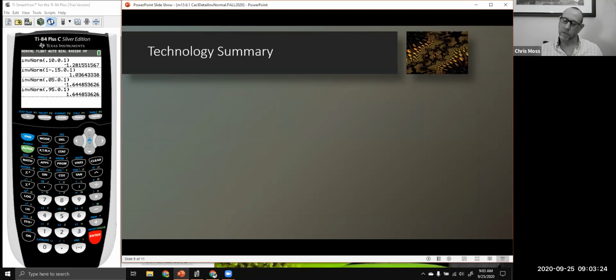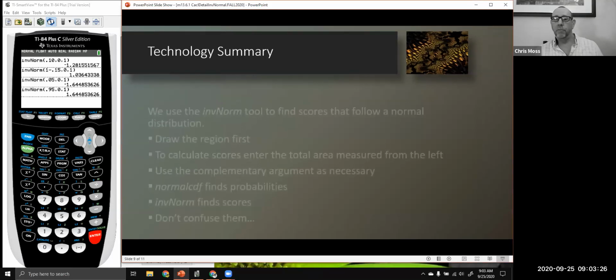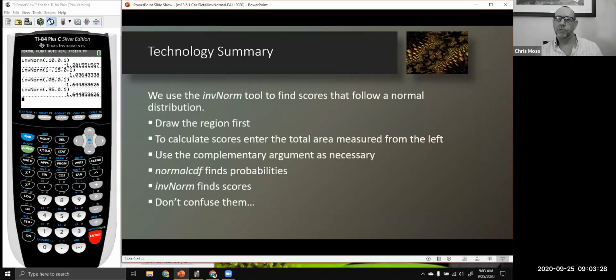So a little bit of a summary. We've just used the inverse normal tool to find scores that follow a normal distribution. It's going to work with any normal distribution. Here it was the z distribution. It's important to draw the region first. You really need that to focus your thoughts. So to calculate the scores, you'll also need to remember to enter in that area as measured from the left. You're going to use the complementary argument if necessary. You saw an example using that.